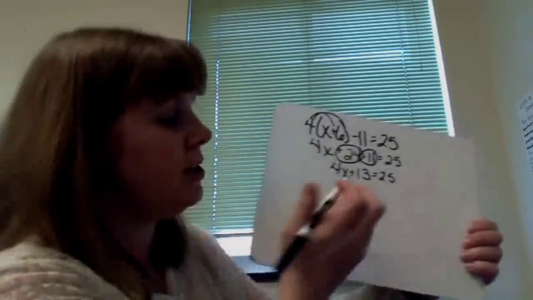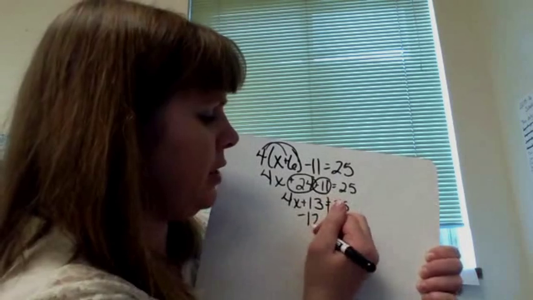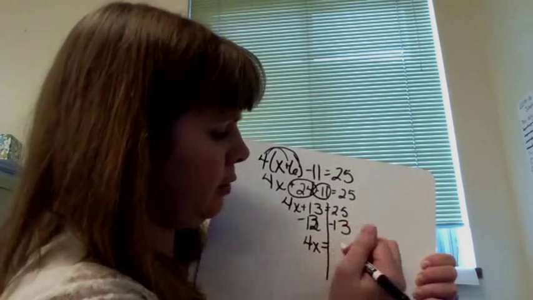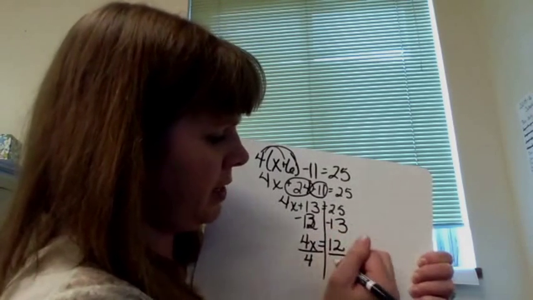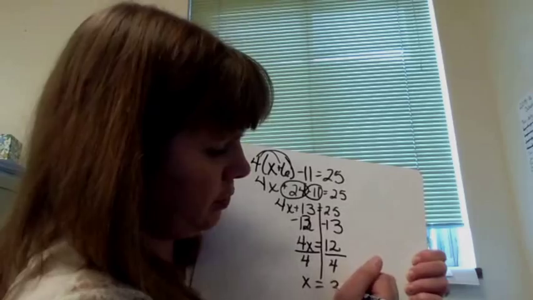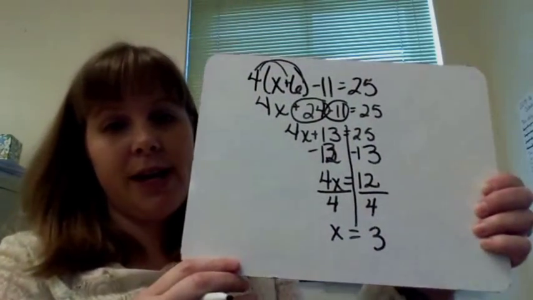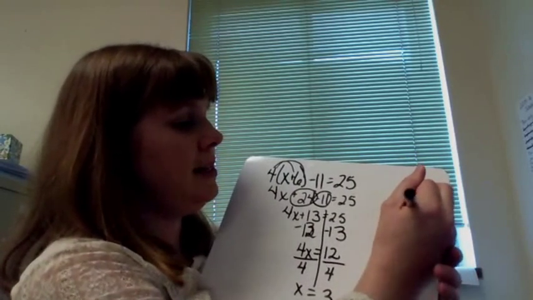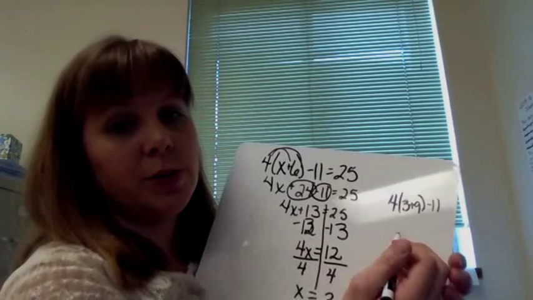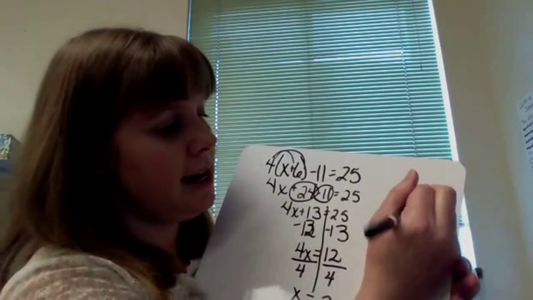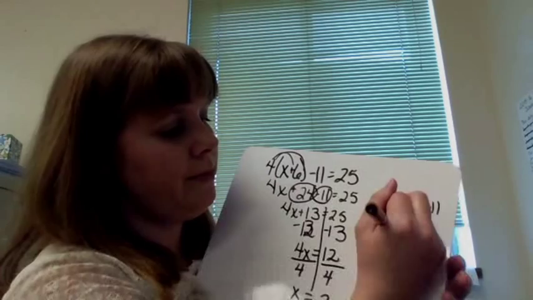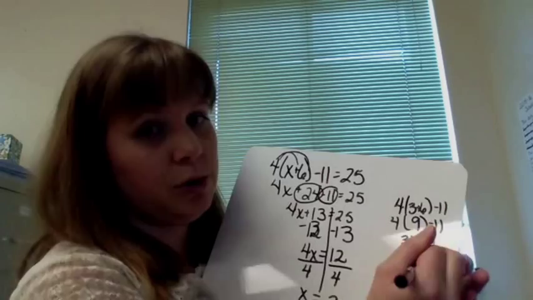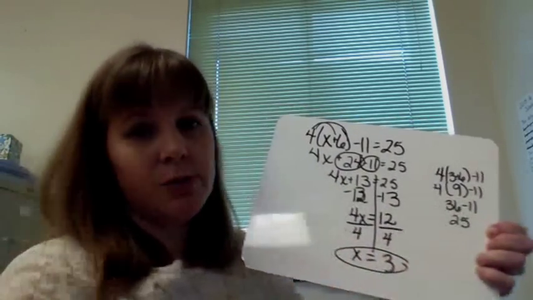Now I have a two-step equation. I can solve like normal. Subtract 13 from both sides. So 4x is equal to 12. Divide both sides by 4. x equals 3. So my answer is x equals 3. Again, go back and check. So 4 times 3 plus 6 minus 11. I should get 25. That's 6, not a 9. 3 plus 6 is 9. 4 times 9 is 36. 36 minus 11 does equal 25. It does work. x equals 3 is my answer.